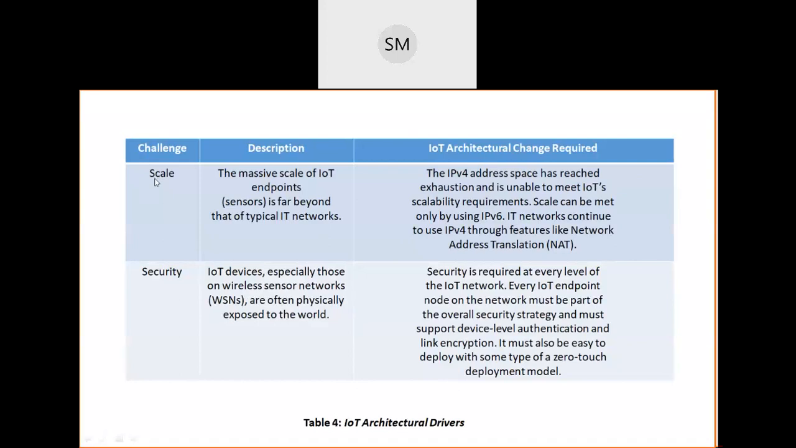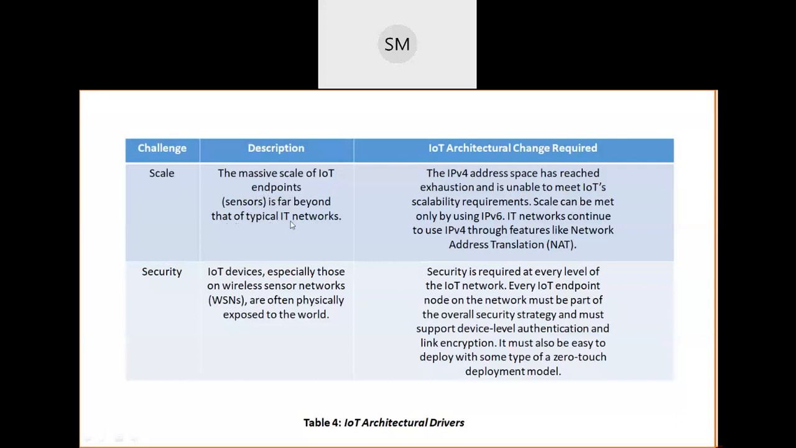The first challenge is scale. Its description is the massive scale of IoT endpoints. Massive means a huge number of devices. Endpoints are nothing but sensors. Wherever I use the word endpoints, you just understand that it is a sensor. The scale is far beyond that of a typical IT network.